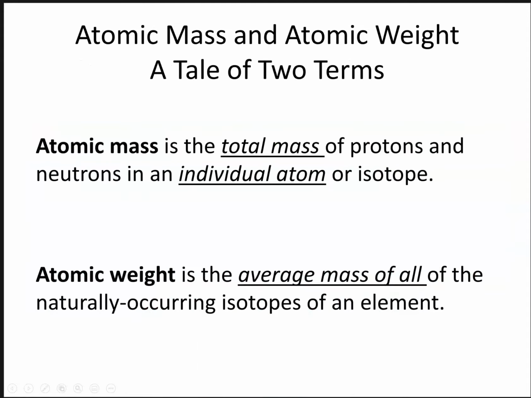Now, we said we have the atomic mass, but we also have something called atomic weight, and there's a subtle difference between the 2. When we talk about atomic mass, we're talking about the total mass of protons and neutrons in an individual atom or isotope. So it only reflects one very specific atom.